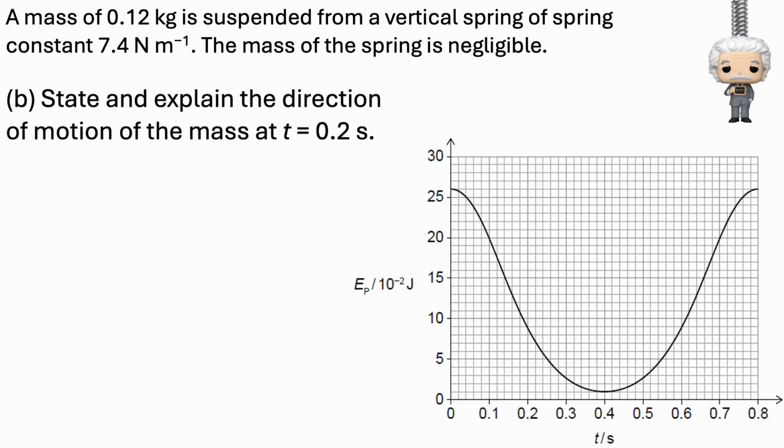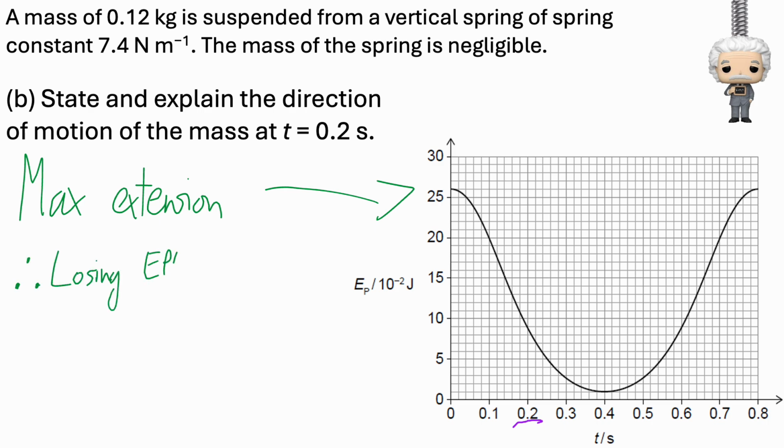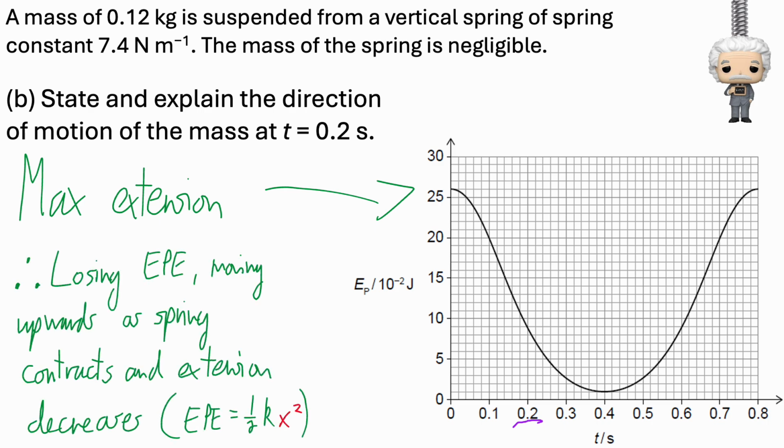State and explain the direction of motion for the mass. Well, right at the top here, you've got maximum extension, the most elastic potential energy you're going to have. So if it's losing that energy at 0.2 seconds, the spring is getting shorter. If the spring is contracting, extension is decreasing. So if the spring is getting shorter, it must be moving upwards.